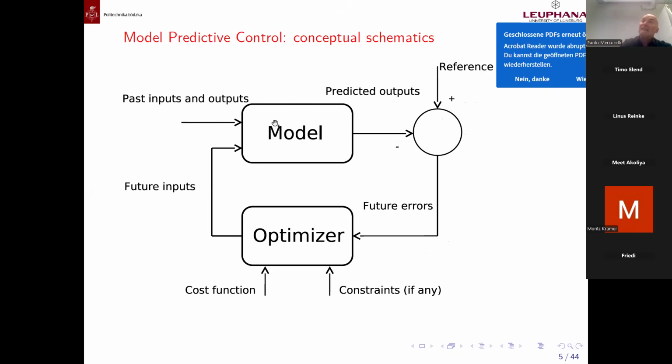Also, in accordance with the prediction, I can speak about the future errors, the future discrepancies between what I want to attain, the reference trajectory, and what I have. Using the optimizer, which consists of a cost function eventually constrained inside, I will generate optimal future inputs, not only one, but I will apply just one for the next. It's extremely schematic. We will come back in a few seconds to a more detailed scheme.